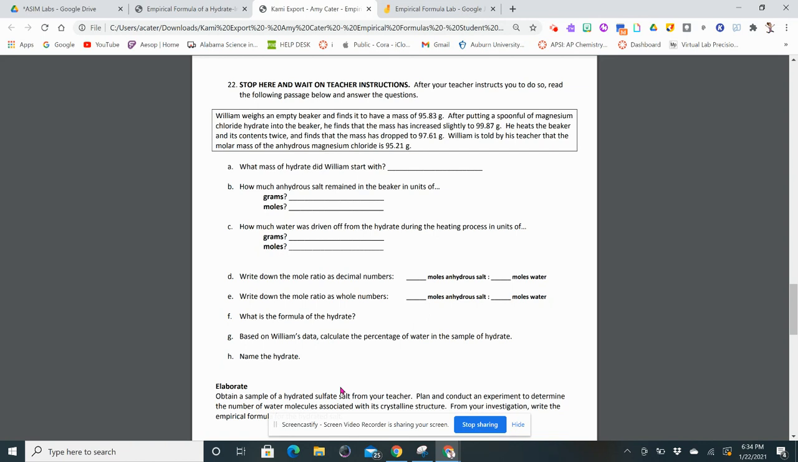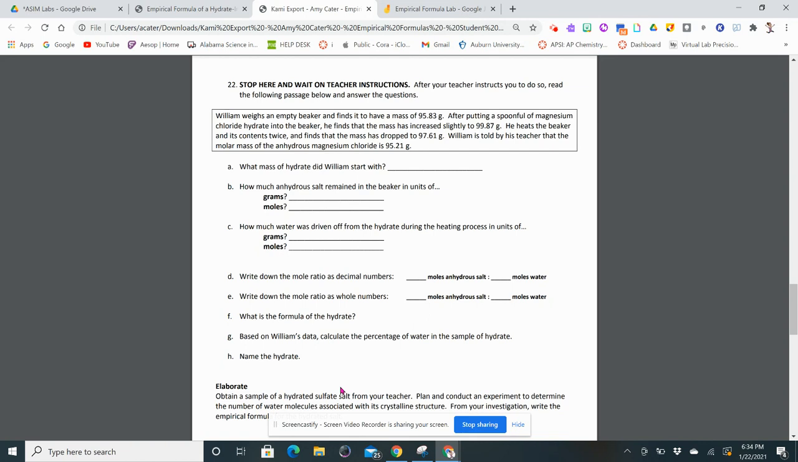What is the mass of hydrate did William start with? So again, the hydrate is the magnesium with water attached to it. Even though you may not see it, it's still there. And then you have to boil that off. So you're basically going to do the same thing that you did before. Okay, so since I've explained this once, I'm going to let y'all work on that and see what numbers you come up with.